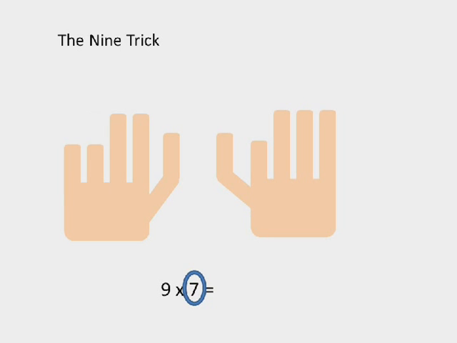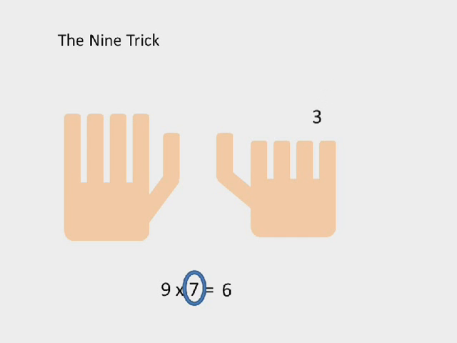So now we're going to count. 1, 2, 3, 4, 5, 6. We have 6 fingers on that left side, so we take that 6, and the 6 is going to be the first part of the number. And now we have 1, 2, 3 left over.